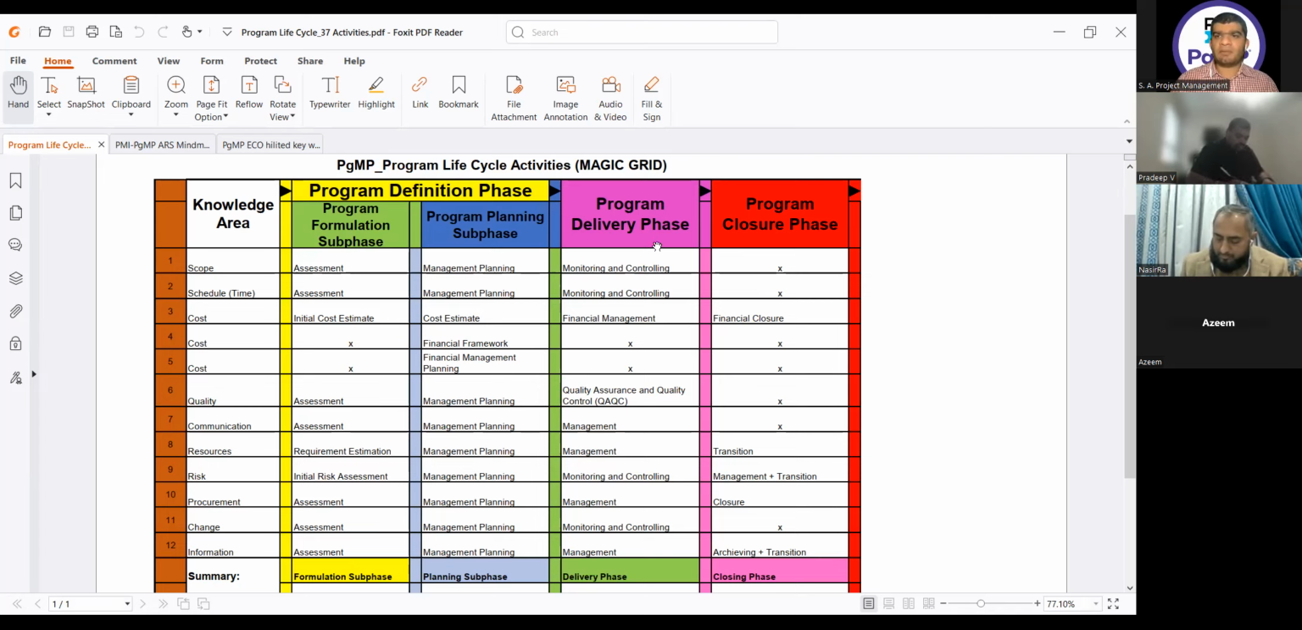In the program delivery phase, we have only one activity, which is financial management. And in the closure phase, we have financial closure.